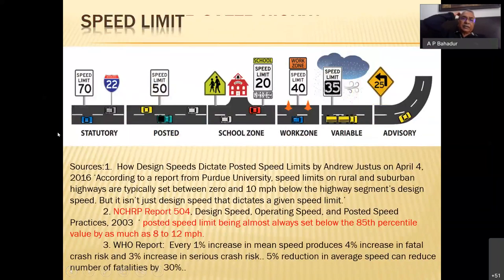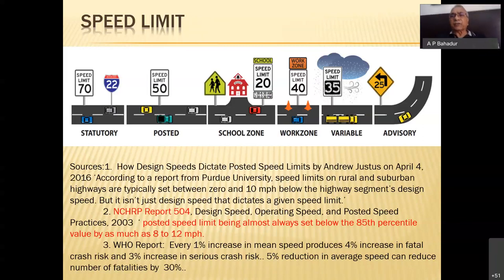Another important point that can be of some use is that there are four types of speeds. One is the statutory speed, decided by the government or authority. Then there is the posted or maximum speed. Then there are some special speeds for school zones and work zones, and then the variable advisory speed. Many developed countries have variable speed limit signs posted on their roads.